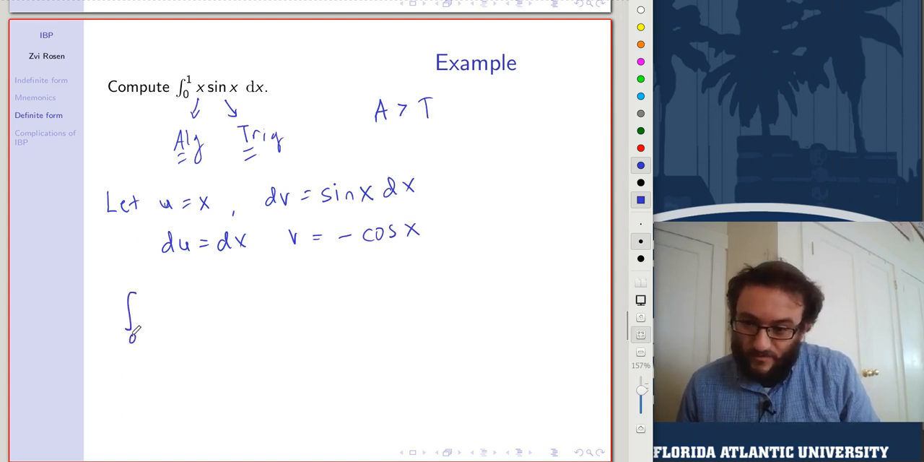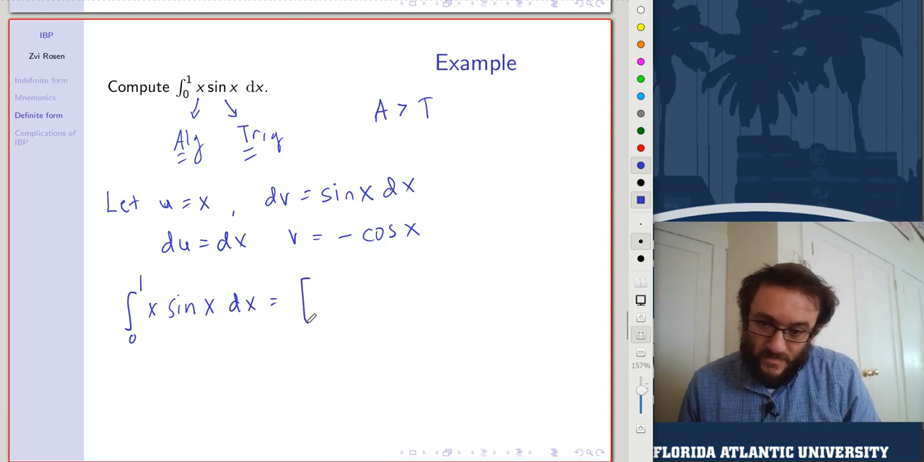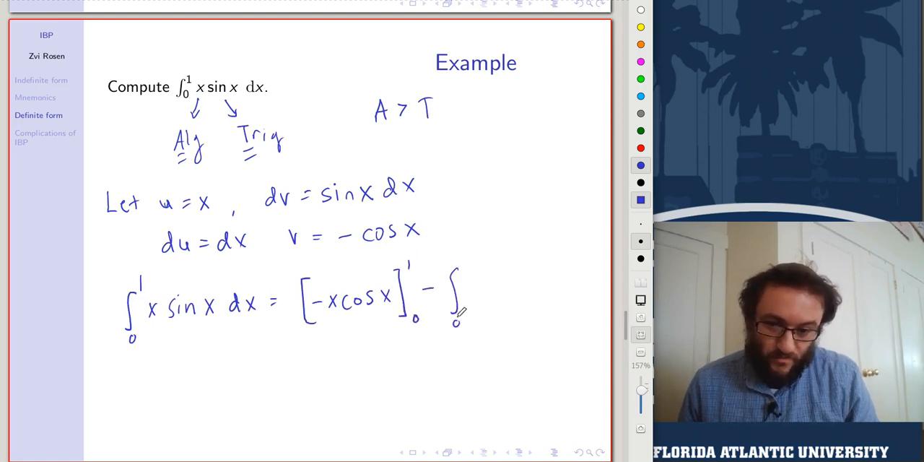Now let's plug this into our definite form of integration by parts. We have the integral from 0 to 1 of u dv, which is x sine x dx, equals u times v, which is minus x cosine x, evaluated from 0 to 1, minus the integral from 0 to 1 of v du, which is minus cosine x dx.